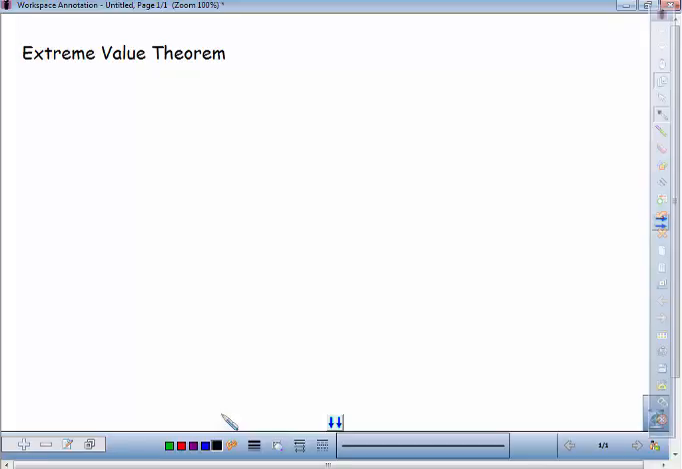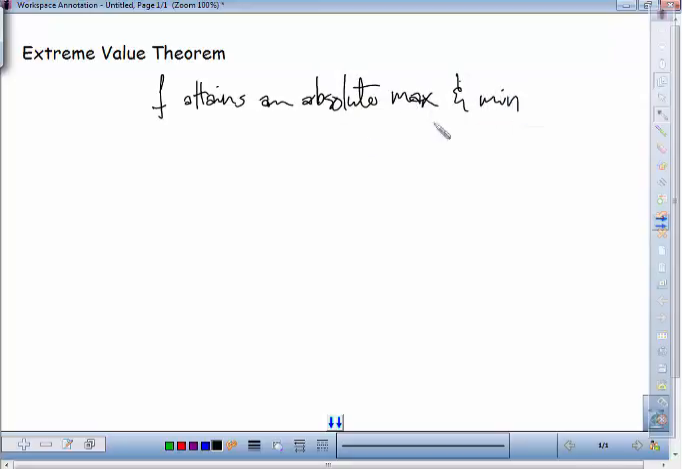Extreme value means you get extreme values, given some conditions. So F attains an absolute max and min on a closed interval. So that's your condition, that you have to have a closed interval. Oh, you also probably need F to be continuous.